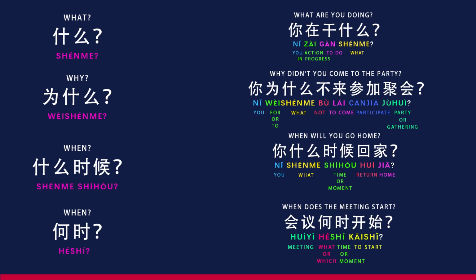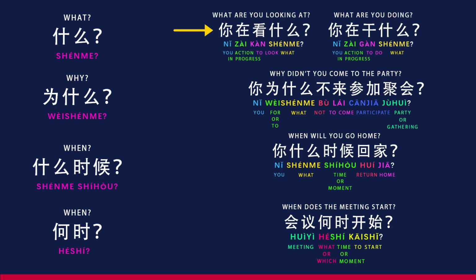Before we move on to the next chapter, here's a bonus example. 你在看什么? Meaning what are you looking at? Here, we simply replaced the verb 干 with 看, which means to look or to watch. Now, let's explore the next set of interrogative words.